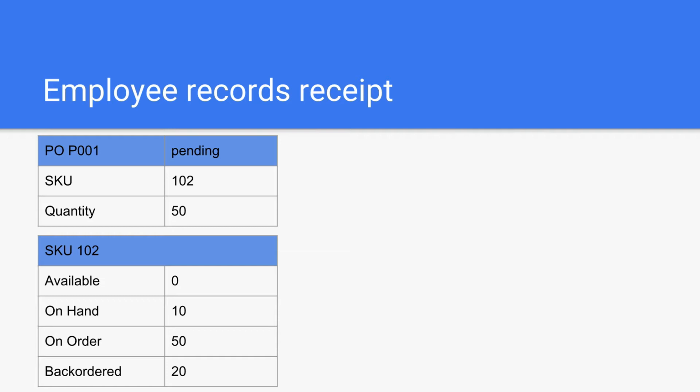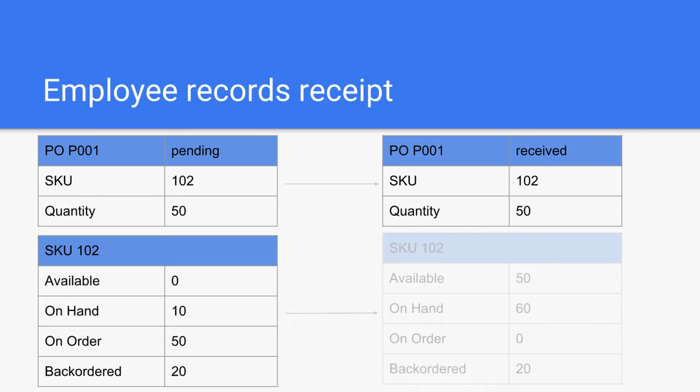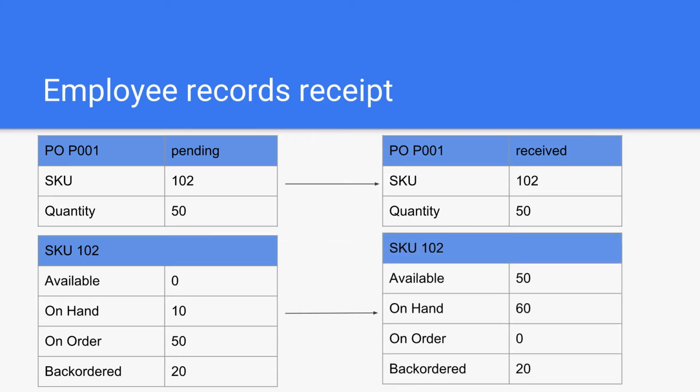And we also can have a shipment that gets received in the warehouse or in the store. So our purchase order P001 for SKU 102 has 50, and if we receive that shipment, then we update the purchase order to say it has been received, and we update our inventory to say we no longer have any on order. We now have 50 available, 60 are on hand. So at this point, we could start filling those back orders.